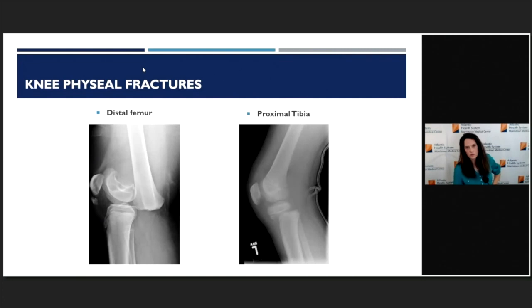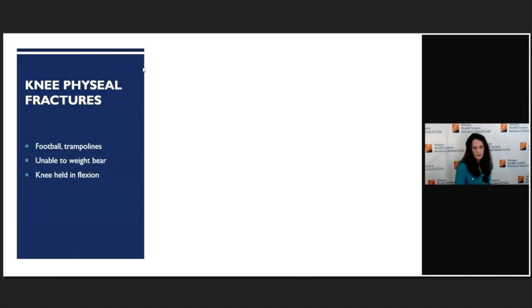Going to the lower extremity, we're just going to talk about a couple different fractures in the interest of time. And so we talk about growth plate fractures around the knee being either the distal femur or the proximal tibia. And these most commonly are with football. They can also be, we've seen these with trampolines, not infrequently. And they come in unable to bear weight. Oftentimes the knee's held in flexion, they can't move it out.